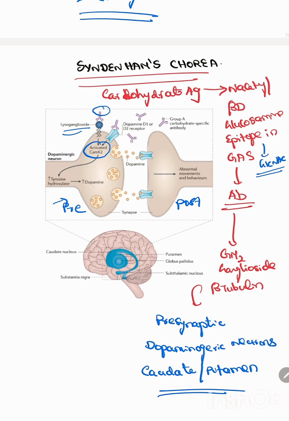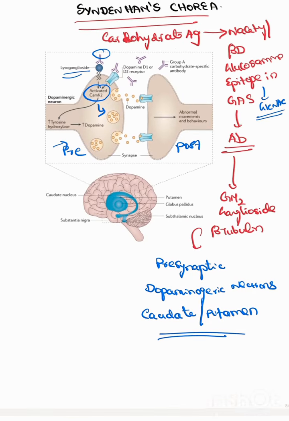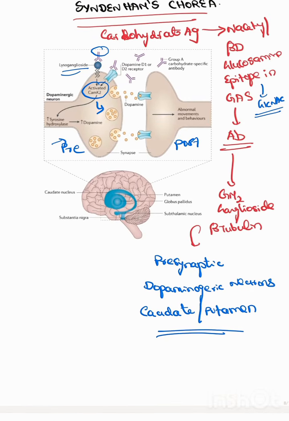And this activated calcium calmodulin pathway will also open the calcium channels, and these calcium channels will lead to depolarization of the presynaptic neurons. This depolarization will lead to exocytosis of the stored dopamine vesicles. The dopamine is released into the synapse, and dopamine being an excitatory neurotransmitter, it will lead to a hyperkinetic movement disorder, most commonly chorea. This is the pathogenesis of Sydenham's chorea.